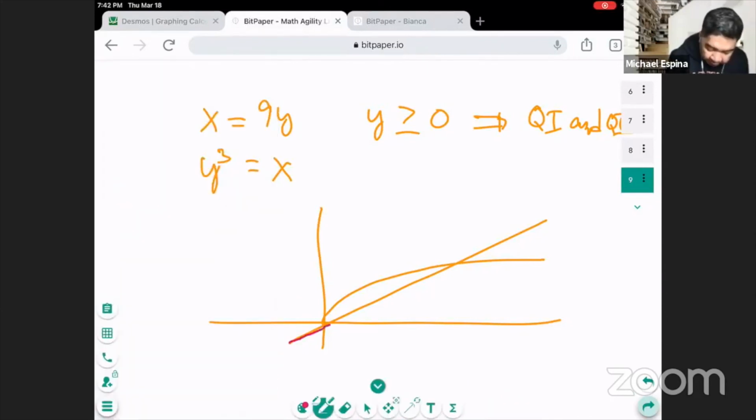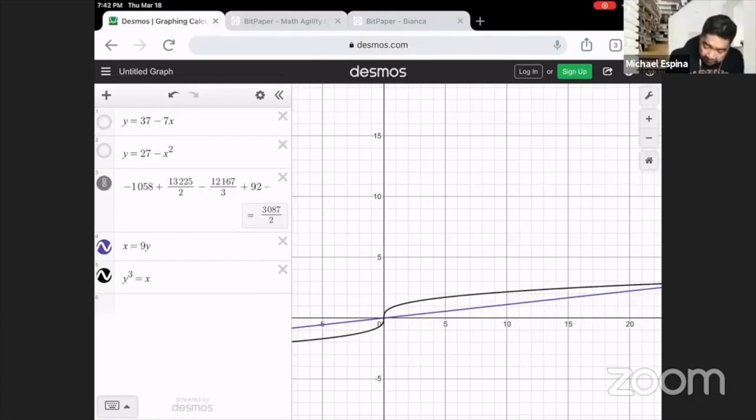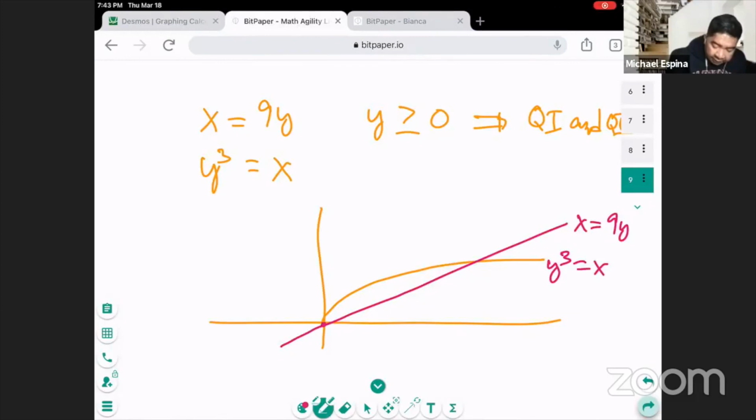So let's use the line. Okay, so this is my line. This is your x equals 9y. And then the yellow or orange one is y cubed equals x. One intersection is at 0, 0, and the other one is at 27, 3. So this is 0, 0 here, and this one here is actually 27, comma 3.